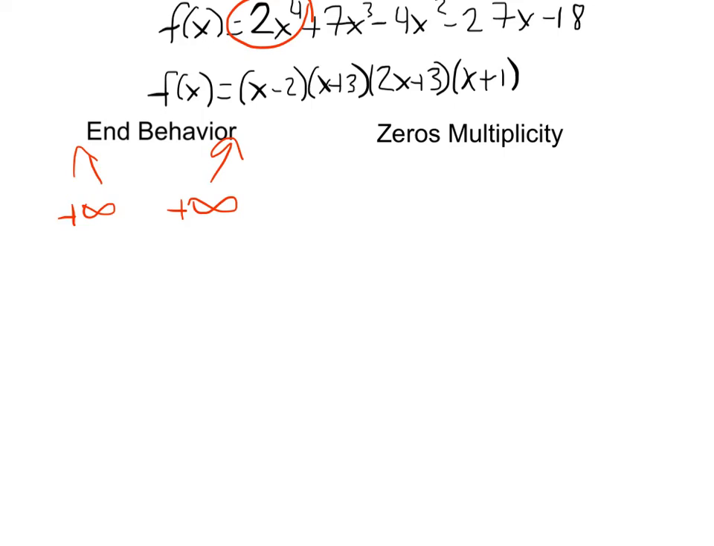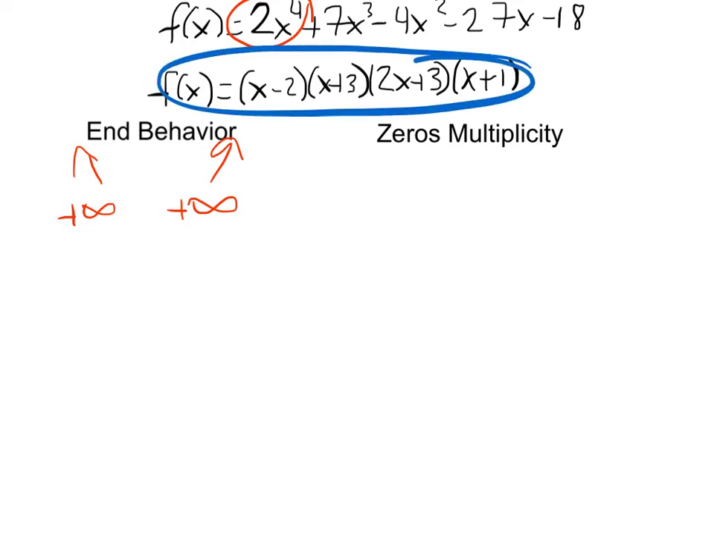From the factored form, we have that the zeros are 2, negative 3, negative 3 halves, and negative 1. Each one has an exponent that is not shown because it's 1, therefore the multiplicity of each is 1. So it's going to look like a linear function when I cross through the axis.